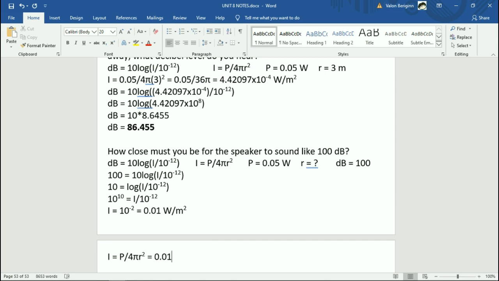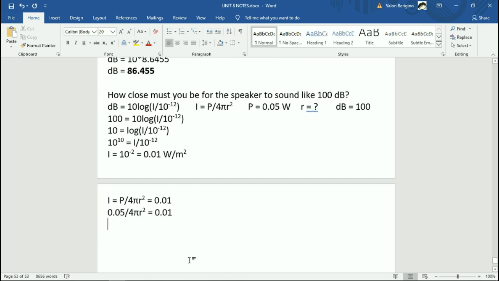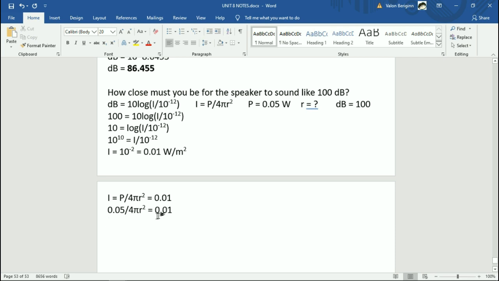Okay, so our power is still, what is it, 0.05? Yeah, 0.05 equals 0.05 divided by 4 pi r squared equals 0.01. Okay, we can cross multiply, cross divide here. So we have 0.05 divided by 0.01 equals 4 pi r squared. So that becomes 5 equals 4 pi r squared. So 5 divided by 4 becomes 1.25 equals pi r squared. So r squared equals 1.25 divided by pi.